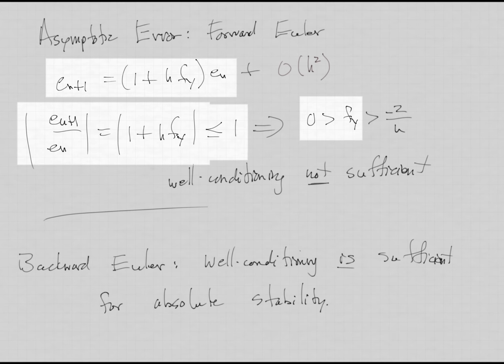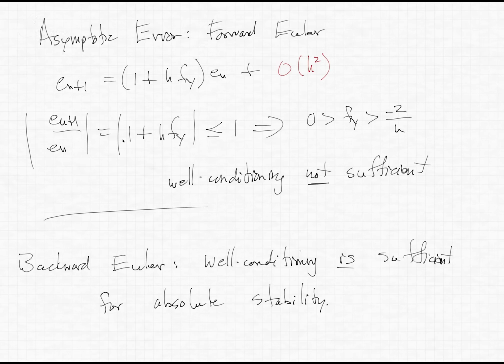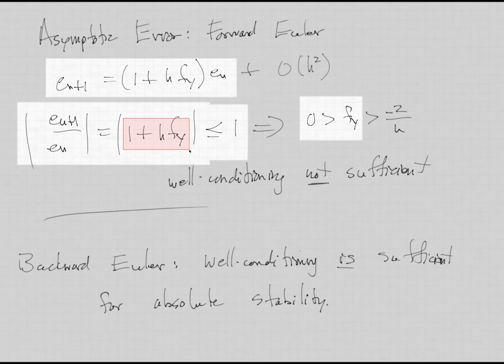That is, if fy is too small, too strongly negative, then the value of this quantity here can actually be less than -1, in which case this inequality would be violated. So the second condition on fy is that fy has to be greater than or equal to, I should have said, -2/h, and then this will be satisfied. So with the Euler-forward method, we can see that absolute stability can be achieved if fy is in this interval.